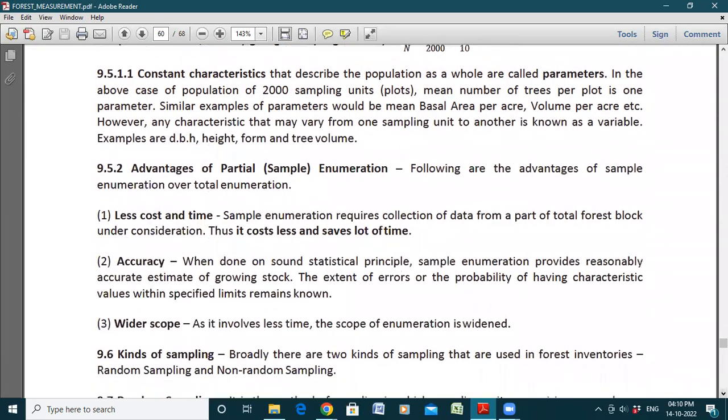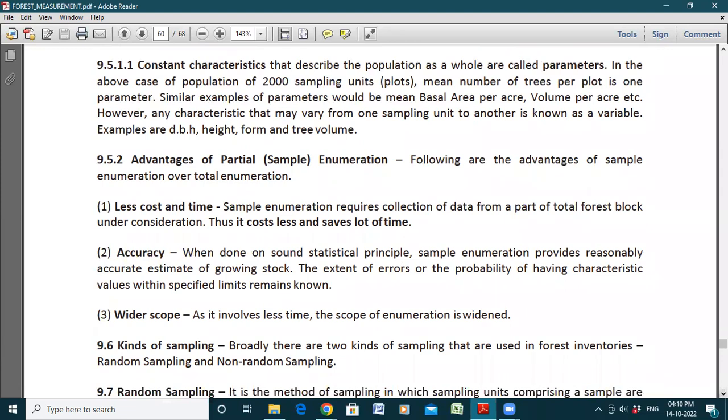Then constant characteristics that describe the population as a whole are called parameters. Parameters are those constant characteristics which describe the population as a whole. In the above case, of a population of 2,000 sampling units, the mean number of trees per plot is one parameter.